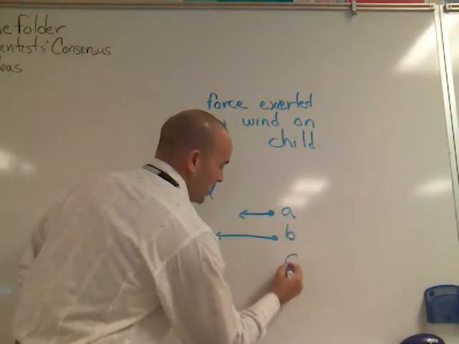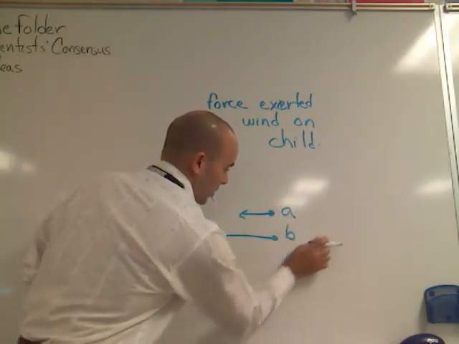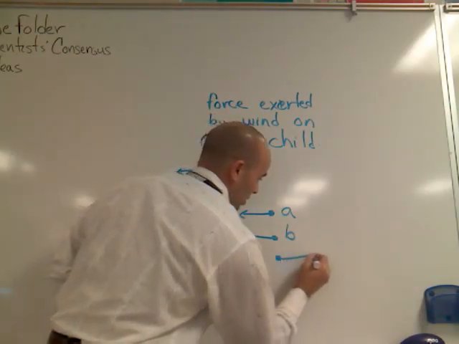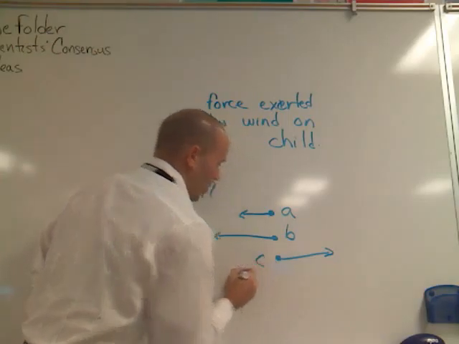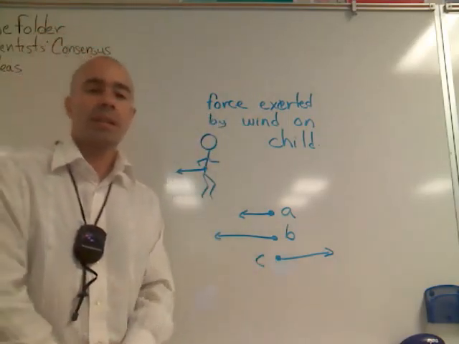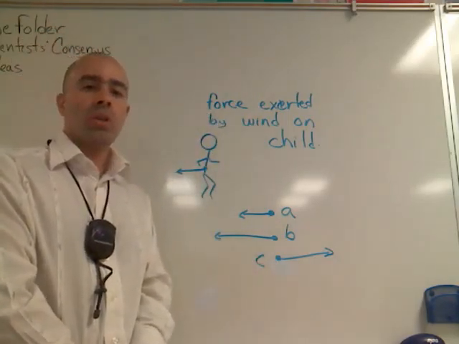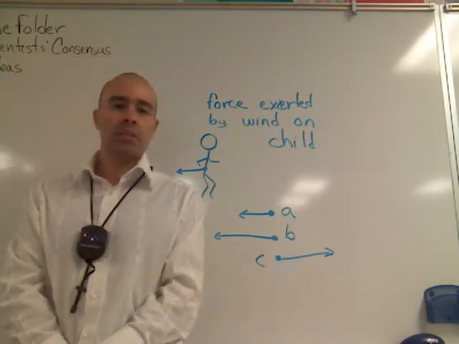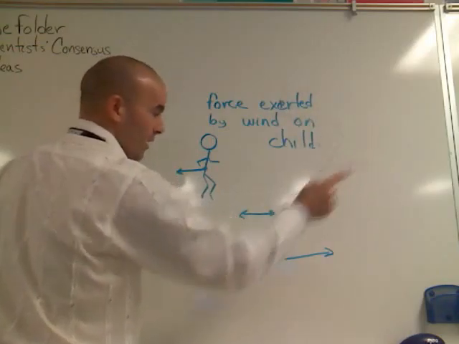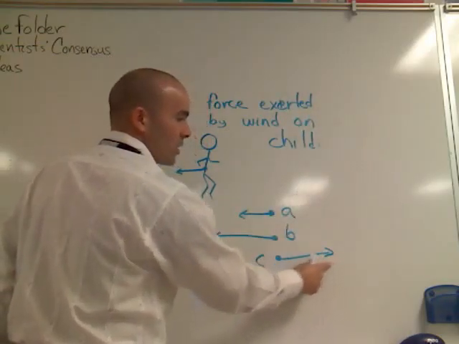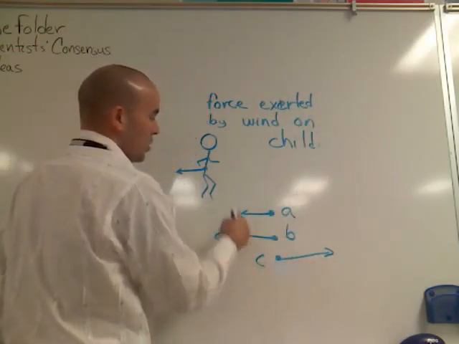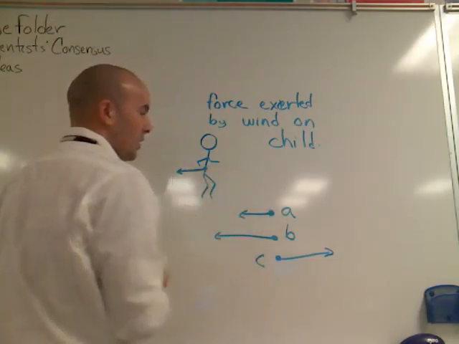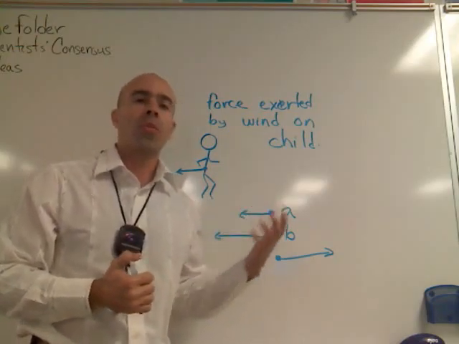A, B, C. Which one represents a force to the right? This will be a force exerted to the right. These two will represent a force exerted to the left. So that's how you do a force diagram.